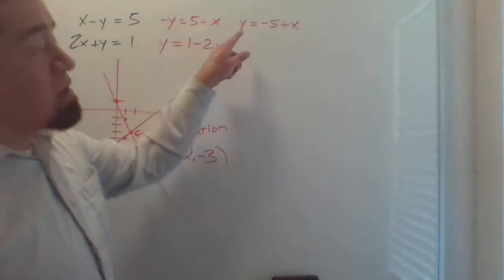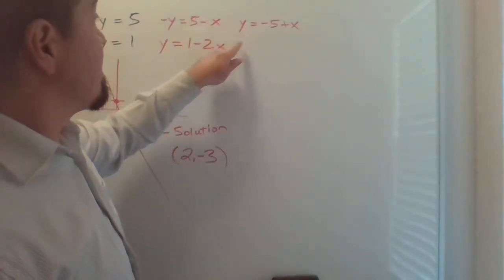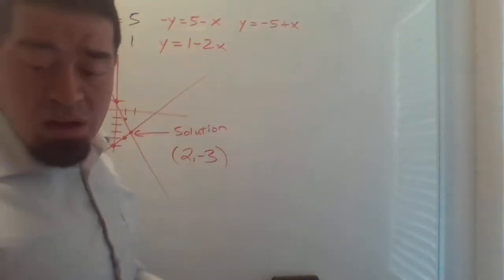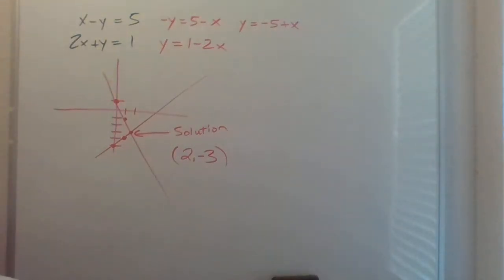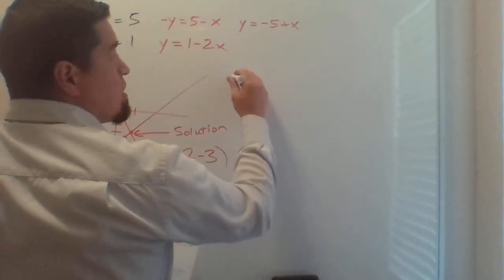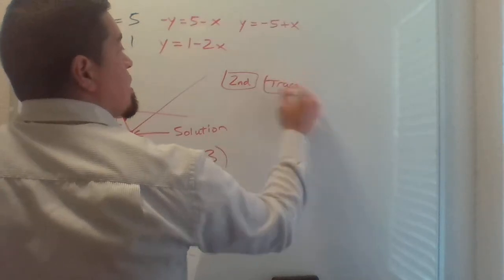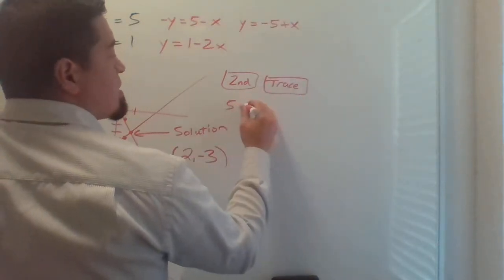Now you could also put these into your calculator. If you put this into y1 and this into y2, you could push second trace, calculate, or number 5, intersect. So after you put your equations into y1 and y2, if you push second trace, then it's number 5, which says intersect.